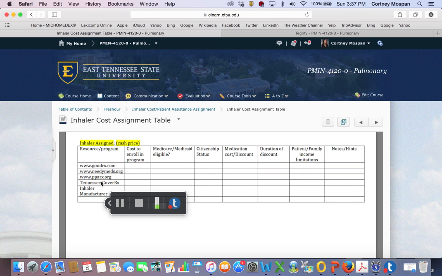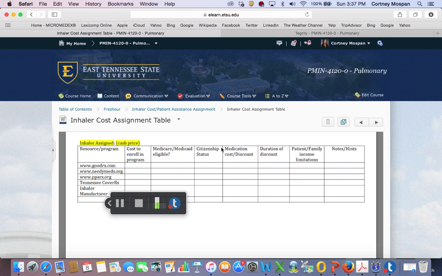And then the last one is Tennessee CoverRx. So is there a cost to enroll in the program? Do they have any access fees or premiums for patients? Are people who have Medicare or Medicaid, so TennCare patients, are they eligible? Citizen status. So who do they provide access to? Can it be anyone? Do the people have to be a citizen? Is it maybe citizens and legal immigrants?